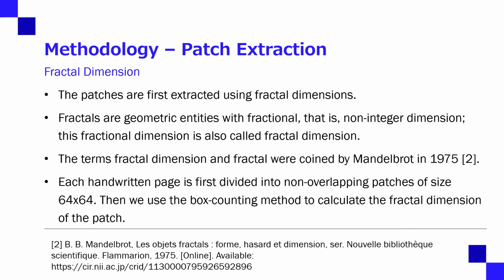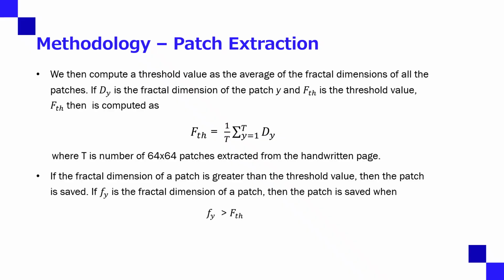We first extract patches using fractal dimensions. So in order to extract the patch using fractal dimensions, we first divide each handwritten page into non-overlapping patches of size 64 x 64. Then we apply the box counting method on each patch to calculate the fractal dimension. Now, since a large number of patches are extracted, we select the patch by calculating a threshold value, which is the average of the fractal dimensions of all the patches.